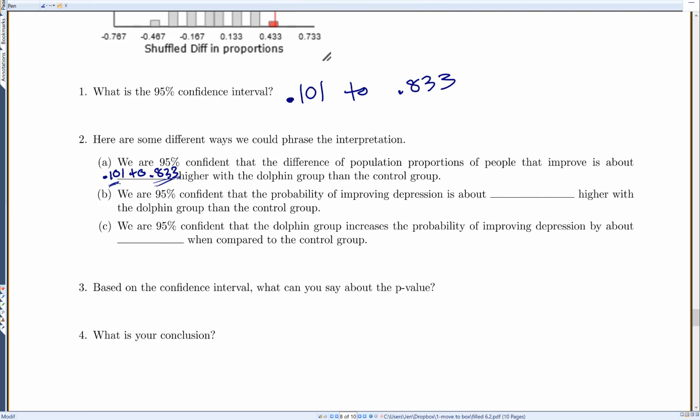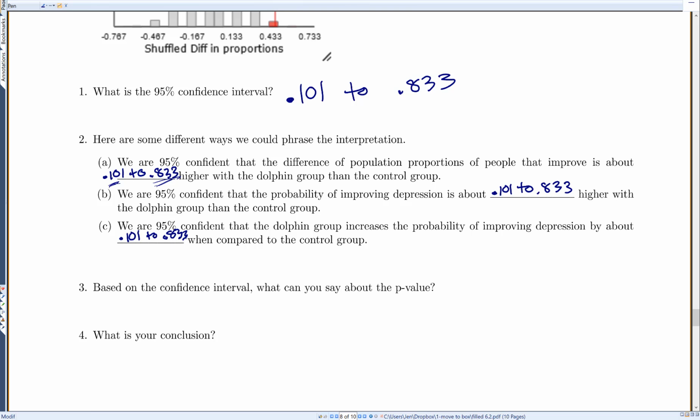Or I say we're 95% confident the probability of improving depression is about 0.101 to 0.833 higher with the dolphin group than with the control group. Or maybe we're 95% confident that the dolphin group increases the probability of improving depression by about 0.101 to 0.833 when compared with the control group.